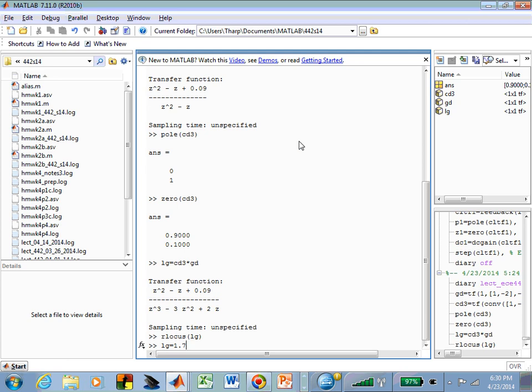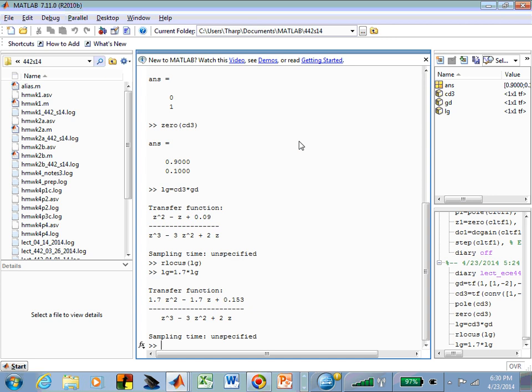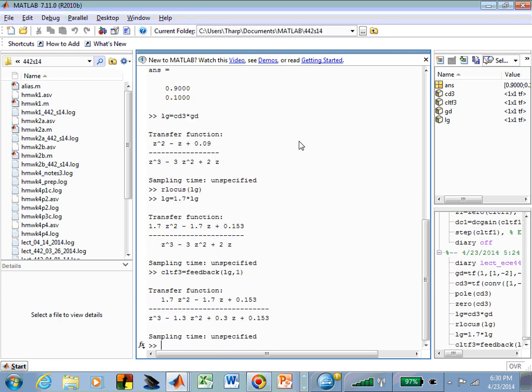1.7, let's say, for the gain, times LG. All I did was introduce a magnitude change in the numerator of my controller, which gets multiplied by my gain. Now what do I do? Now I need to close the loop on that, so let me do a closed loop transfer function for the third time and say that's feedback of LG, I hope that's what I called it. And now I can say pole CLTF3, and what am I hoping happens?